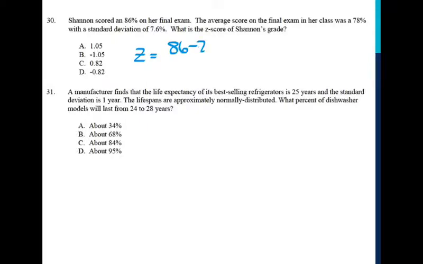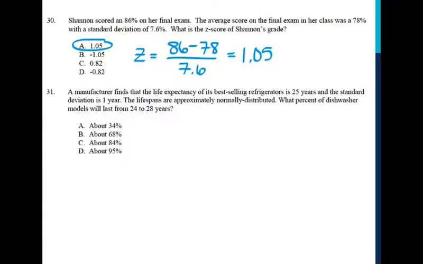Oh, that was a weird looking 7. Divided by the standard deviation, which is 7.6. I'm going to put that into my calculator, and that gives me about 1.05. So her z-score is A.